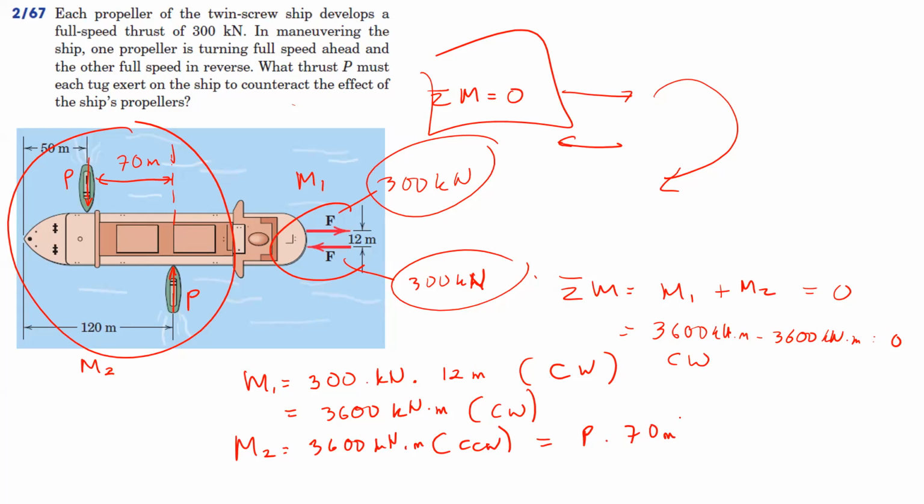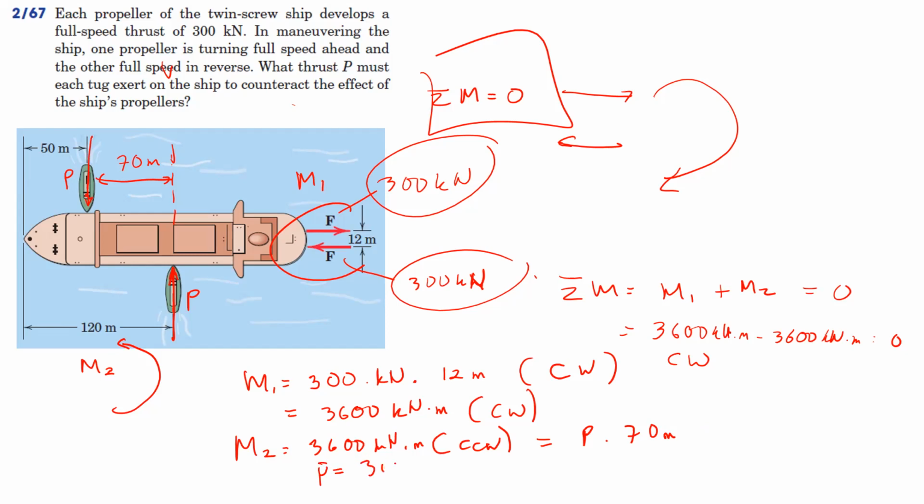In this case, you can see that if the tugboats give a pushing force there, the moment due to both P forces will be counterclockwise, right? Correct or not, Satria? So if both tugboats give pushing force like this, the moment due to couple P will be counterclockwise. Yes, so it will nullify M1. So now what we need to find is just the value of P. Then P will be equal to 3,600 divided by 70, right?